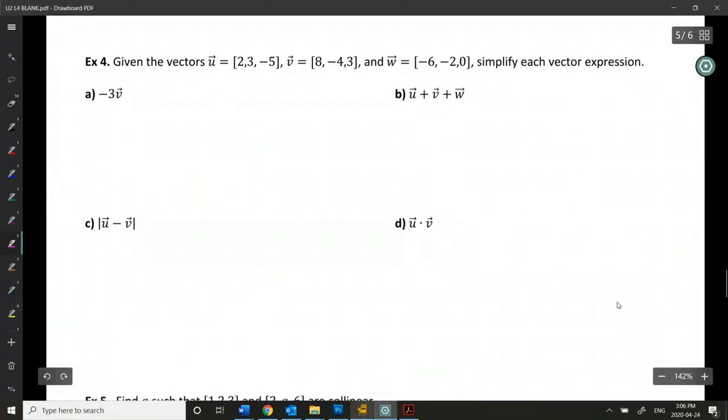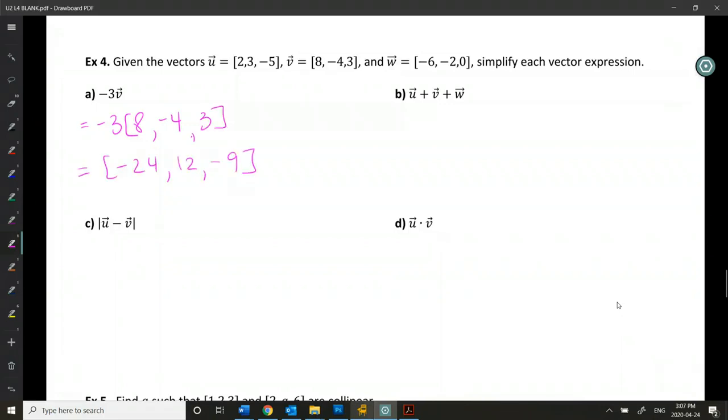Okay, let's take a look at a couple other things that we can do with those formulas that I introduced above. We can multiply in a scalar multiple. So pretty straightforward. You're just going to take your scalar multiple and distribute it into each of your coordinates from your vector. So you'll get negative 24, 12, negative 9.